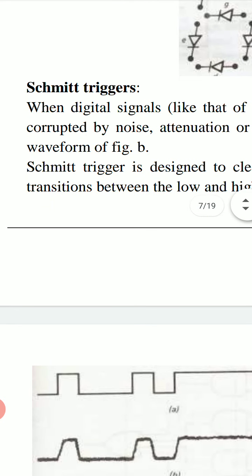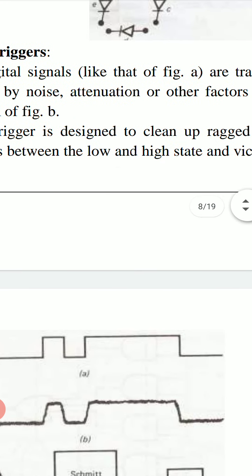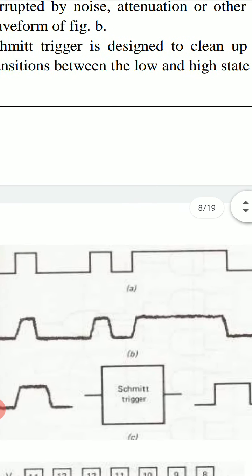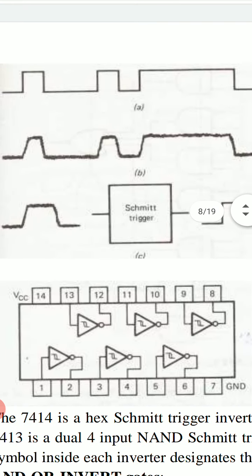Schmitt triggers. When digital signals like that of figure A, this is some digital signal shown in figure A, and this figure shows vertical transitions between 0 and 1 state. High value represents value 1 and low value represents value 0, and the transitions between 0 to 1 or 1 to 0 are vertical transitions.